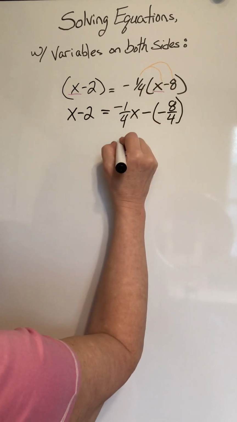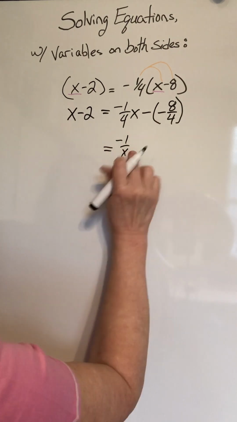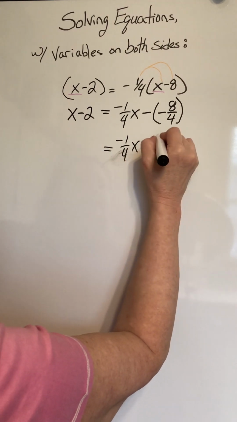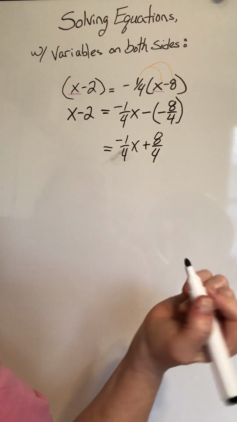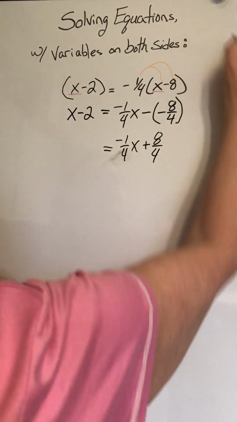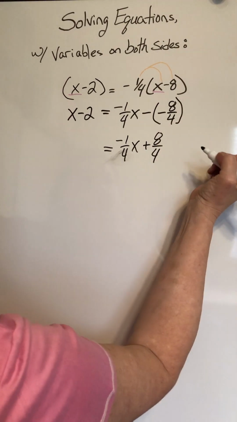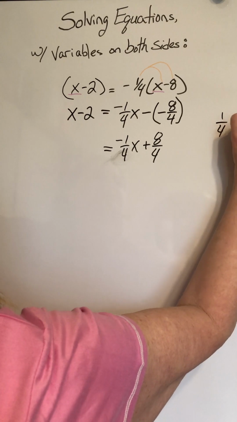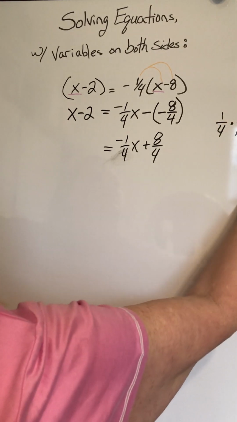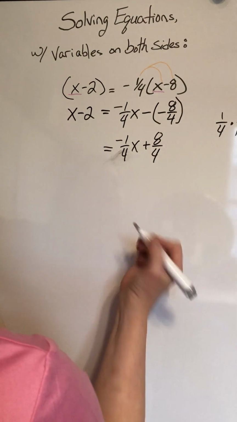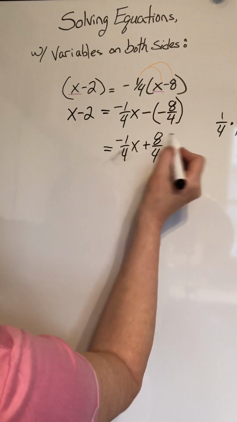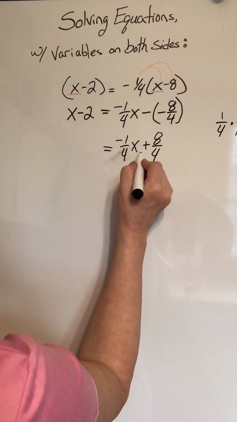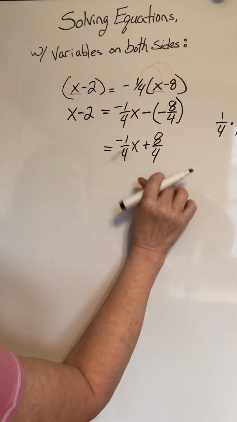So let's work on this side a little bit. So we've got negative 1/4 x plus 8/4. I got that 8/4. Let's do a side note so that you can see where I got 8/4. Because essentially this is 1/4 times 8/1, which is equal to 8/4. So that's where I got the 8/4. It is positive because we have two negatives that we're multiplying together, and two negatives multiplied together give us a positive. So we figured out this side already.